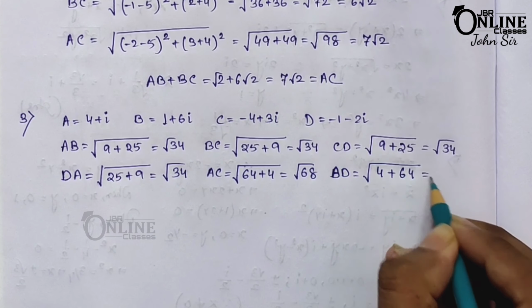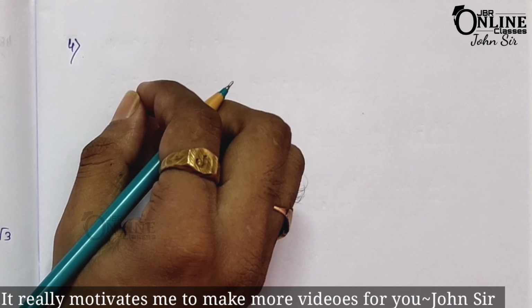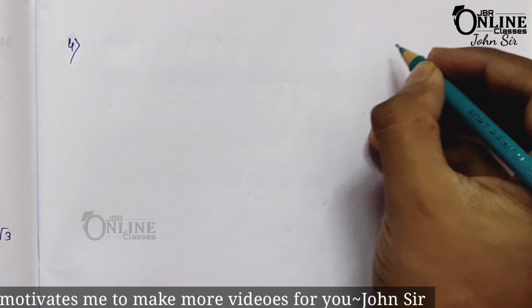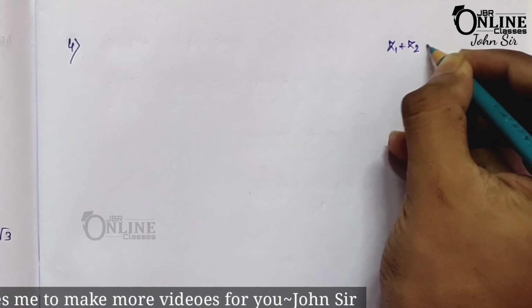So here in sum number 4, if z1, z2, z3 and z4 are complex numbers, show that they are vertices of a parallelogram in the Argand diagram if and only if z1 plus z3 equals z2 plus z4. Okay, so first let A equal z1, B equal z2, C equal z3 and D equal z4. Okay, so ABCD is a parallelogram.